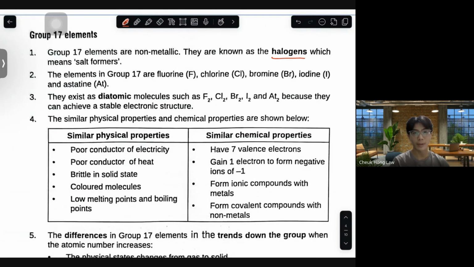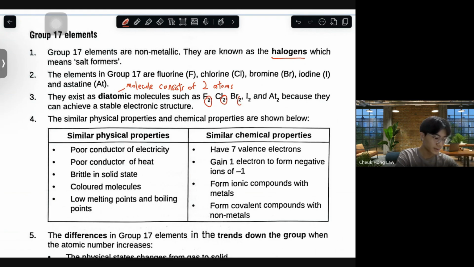And they exist as diatomic molecules. So what is a diatomic molecule? It's basically a molecule that consists of two atoms. Okay, so that's what diatomic means. It is a molecule consisting of two atoms. So your fluorine, your chlorine, your bromine, they will always exist as two atoms. So F2, Cl2, Br2, there's always a 2 here because they exist as diatomic molecules.